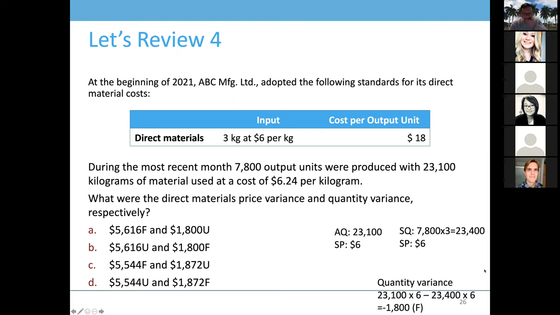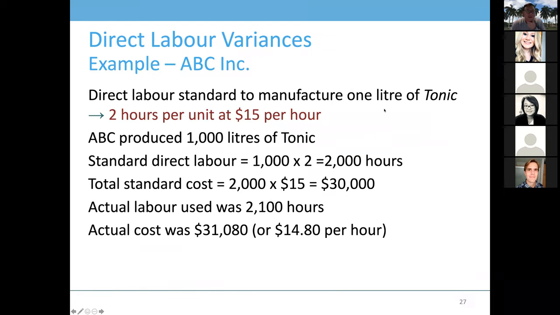Okay, so I will move on. Now we have just done a material variance, right? Let's do a labor variance. Each liter of this energy drink is going to take 2 hours of direct labor, and each hour is going to cost $15. This company produced 1,000 liters of the drink.